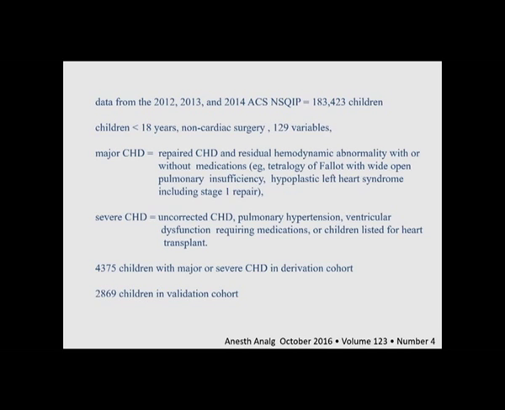So what they did, they took out of this group major CHD and severe CHD patients. And you see there how they classified major is repaired with residual hemodynamic abnormalities. For example, a TOF with wide open pulmonary insufficiency or hypoplastic heart syndrome, including stage 1 repair, and severe is uncorrected pulmonary hypertension, ventricular dysfunction requiring medications, or children listed for heart transplant.